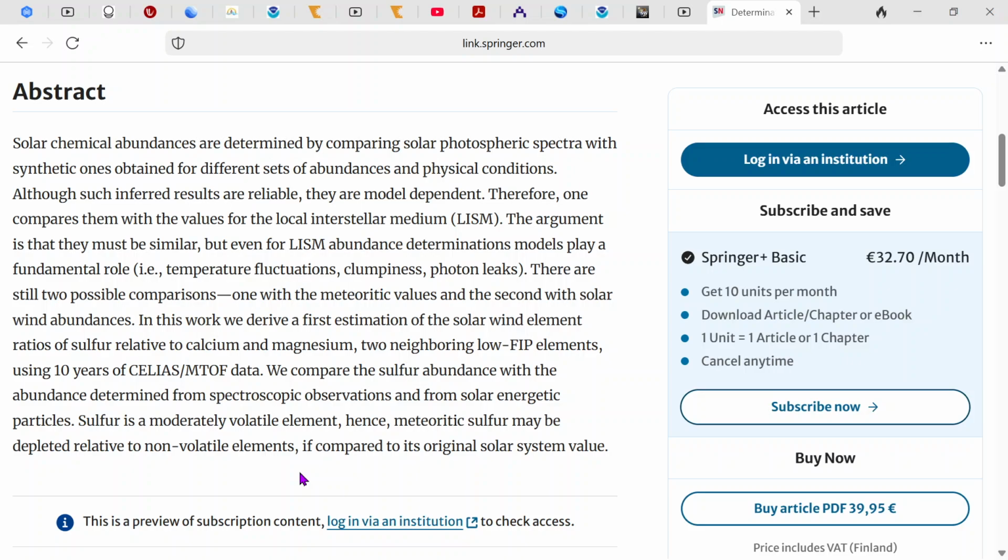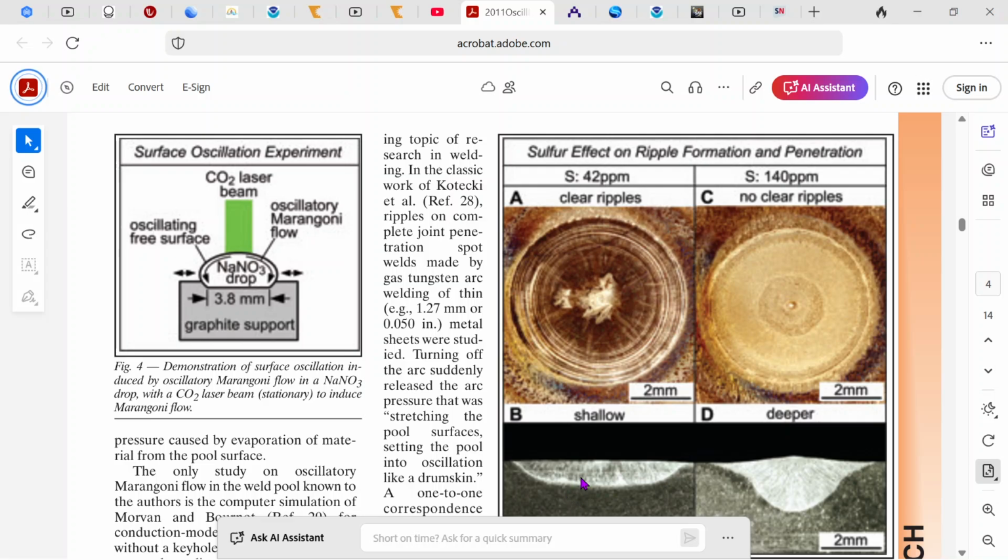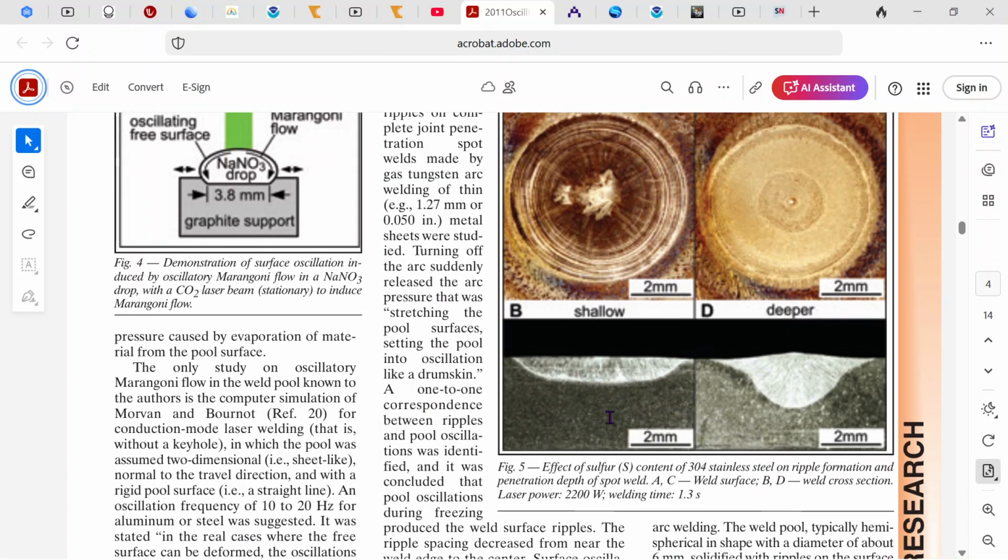Sulfur is a moderately volatile element, hence meteoritic sulfur may be depleted relative to non-volatile elements if compared to its original solar system value. And as I have been showing here, sulfur has a very big influence if we talk about heat and energy, penetrating stuff, so to say. If this here would be Earth's magnetosphere or Earth's surface, and there is a lot of sulfur coming, yeah, there's a big difference.